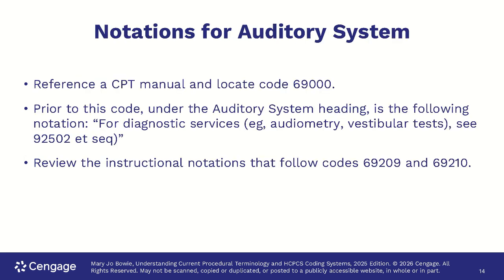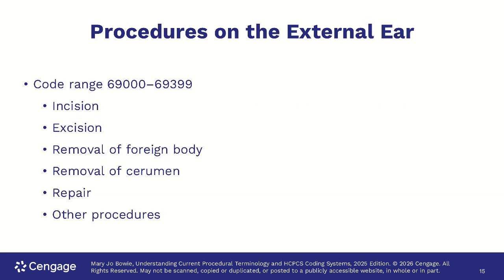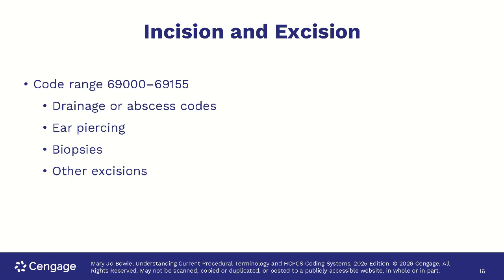And then, of course, we got abbreviations. All right. There are guidelines. There is a reference to what is coded in the auditory system. You saw that with the eyes, and now you're seeing it with the ears. Procedures that are completed on the external ear are grouped together by what you've seen in other sections: incision, excision, removal, repair. All right. You have in the incision and excision codes for ear piercing, biopsies, incision, and drainage.